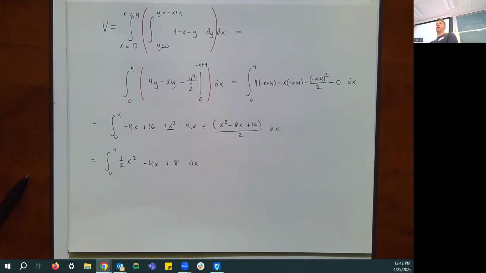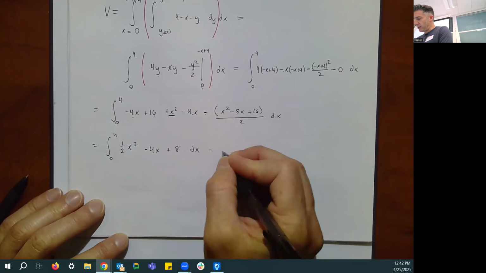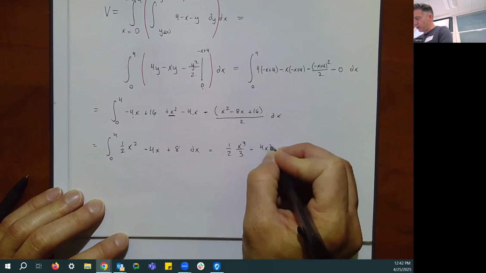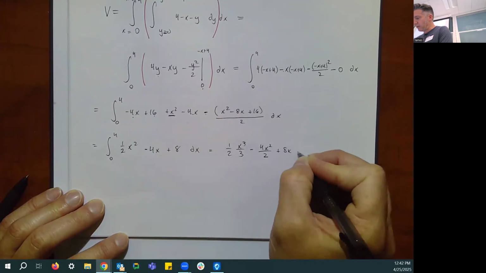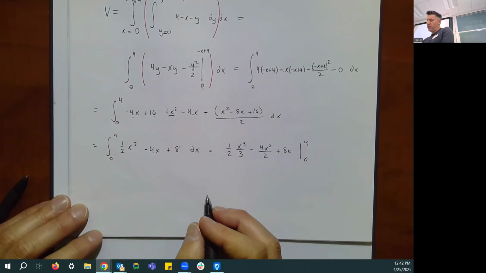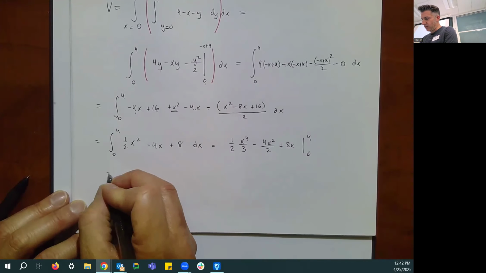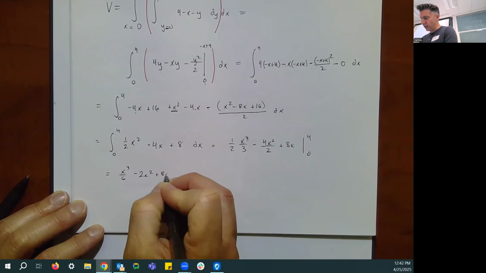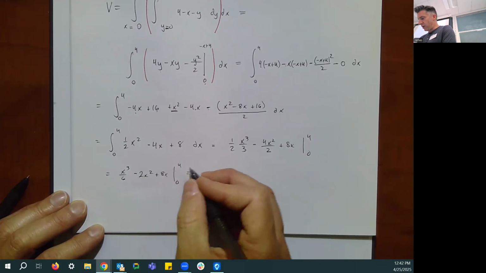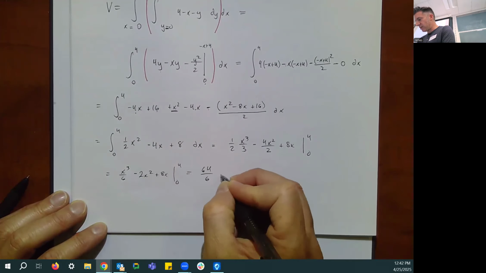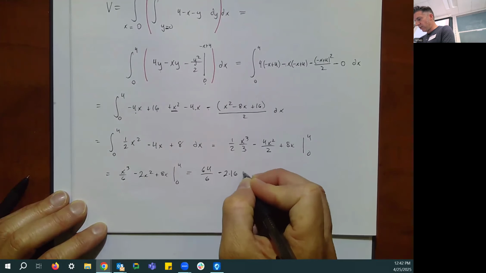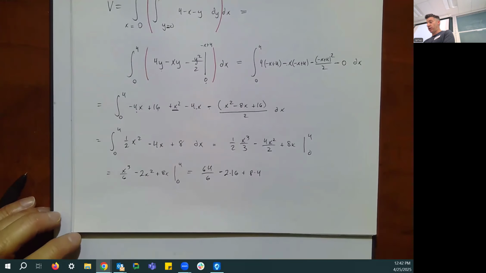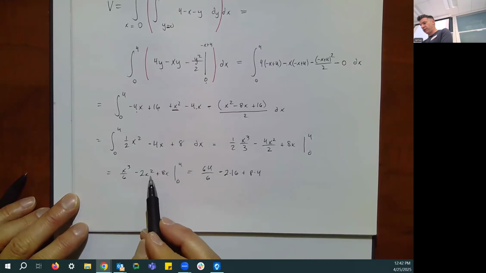And now we're ready to integrate. So we're going to get 1/2 x cubed over 3 minus 4x squared over 2 plus 8x evaluated from 0 to 4. We could probably simplify that. It's going to be x cubed over 6 minus 2x squared plus 8x, 0 to 4. We're going to get 4 cubed divided by 6 minus 2 times 4 squared plus 8 times 4. And I'm going to at least mentally check that if I plug in 0, that's 0 minus 0 plus 0.